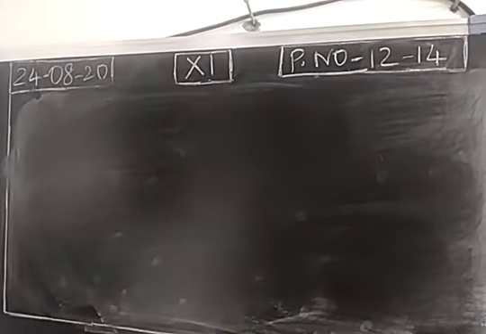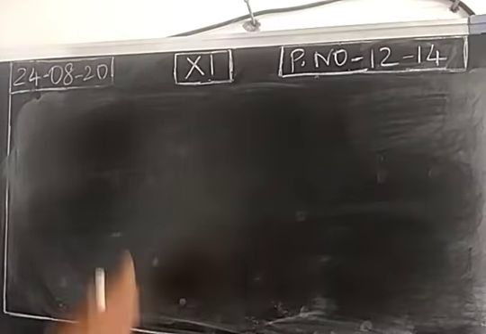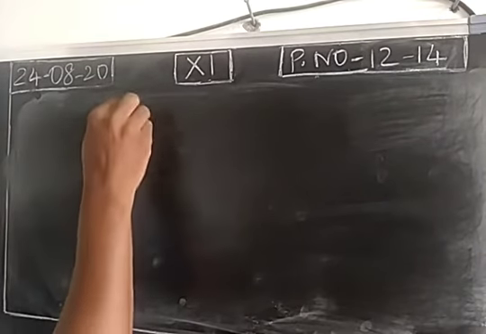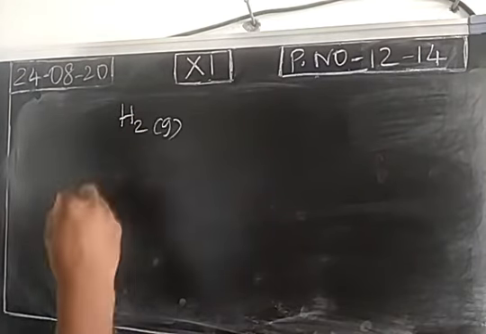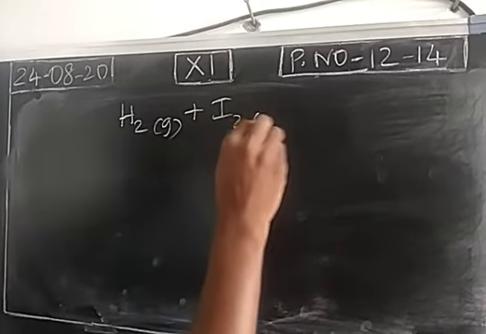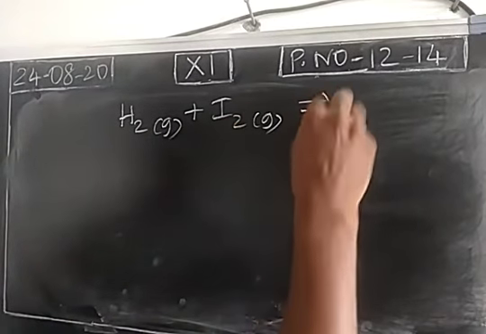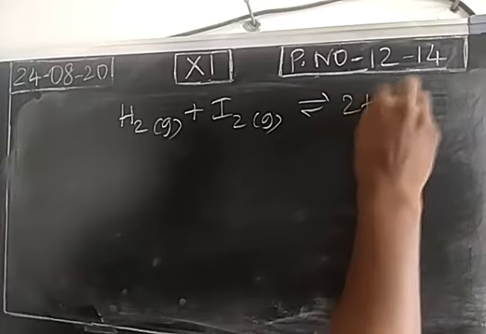Dear students, last class we were discussing applications of equilibrium constant. So the first application is to find the extent of a reaction. Second one, finding the direction of a reaction. Third one, calculating the equilibrium concentration of reactants and products. We consider the formation of hydrogen iodide. Hydrogen gas combines with iodine gas. It provides hydrogen iodide gas.